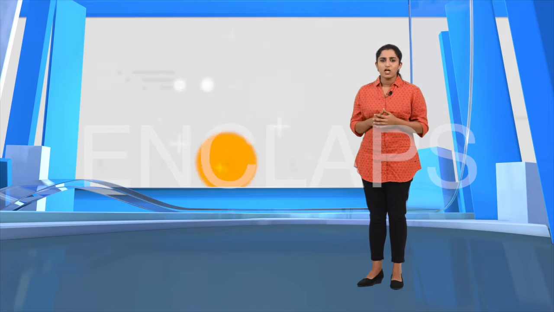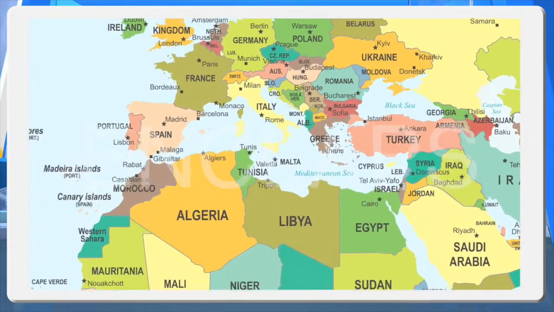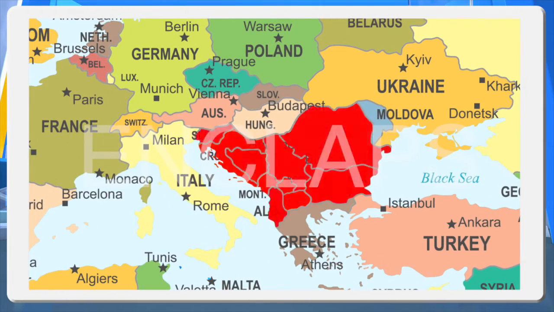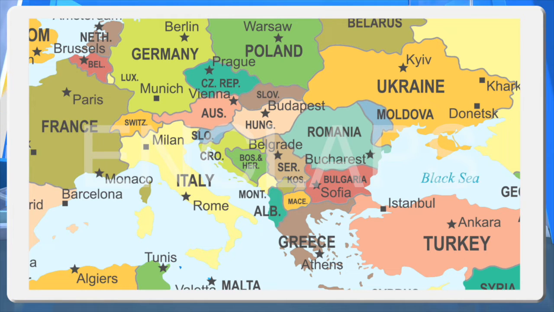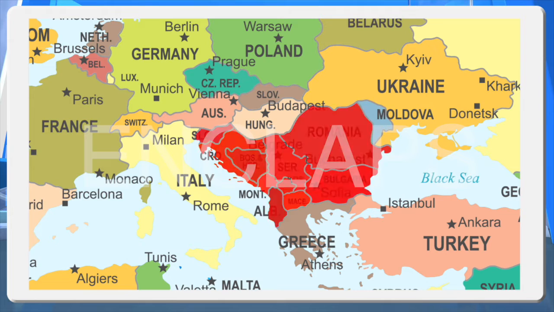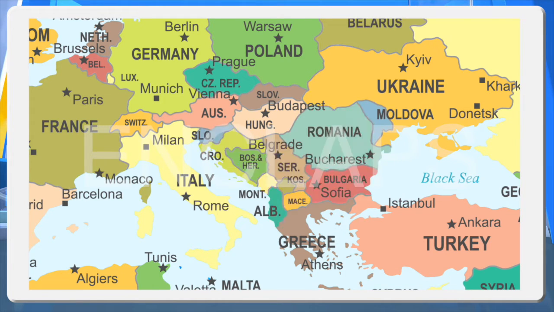The second crisis was the Balkan crisis. This is the Balkan region. Yes, this area is sandwiched between the Aegean Sea and the Black Sea. Albania, Serbia, Greece, Montenegro, Bulgaria, etc. are some of the major countries of this region. But this region was once a part of the Ottoman Empire led by Turkey.